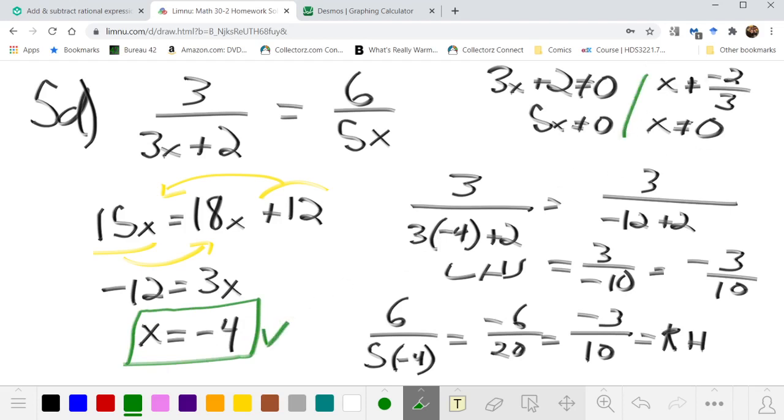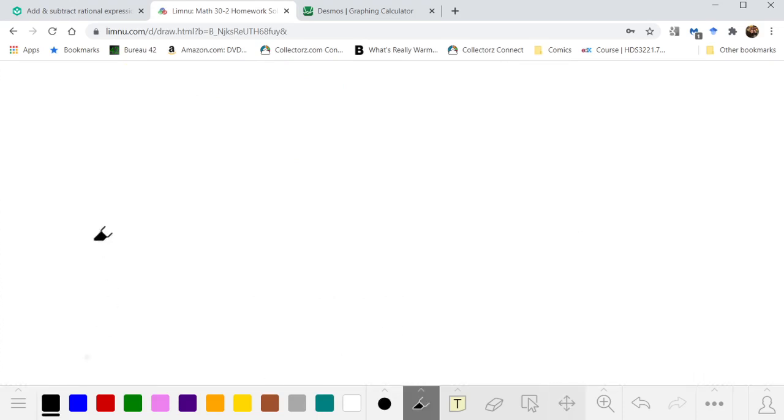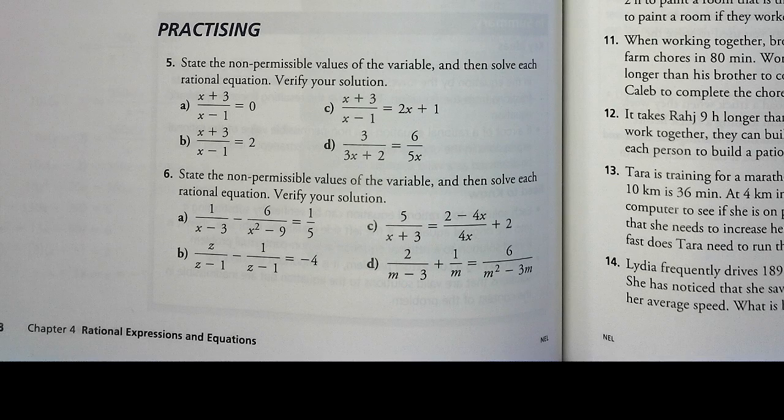Works out well because that's not one of our restricted values. Okay, that solves question 5. Now, question 6. State the non-permissible values of the variable, and then solve each rational equation, verify your solution. So we have identical instructions, but more complicated expressions.